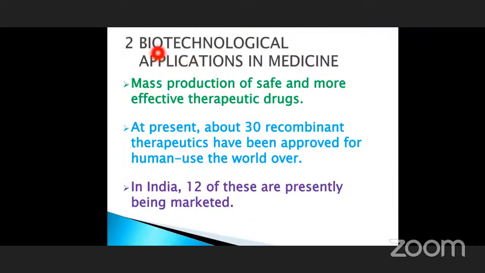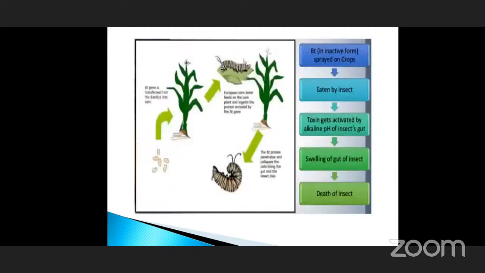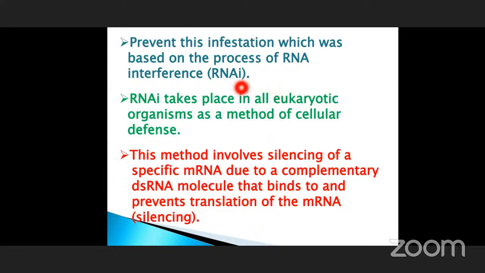Next, biotechnological applications in medicine. So this recombinant DNA process or RNA technology, along with this, nematode infection, along with RNA interference. In this step, the agrobacterium vector is used in the gene transfer mechanism.